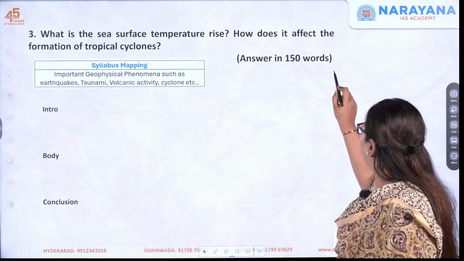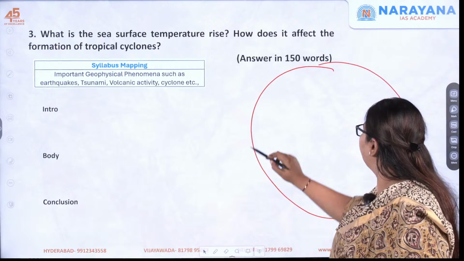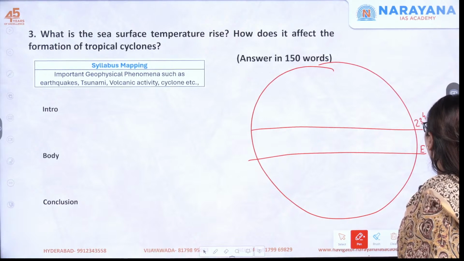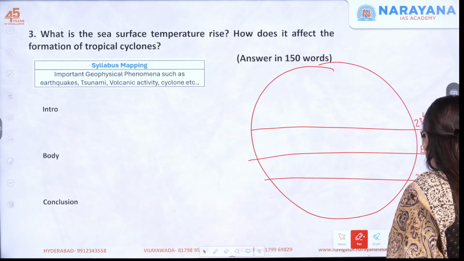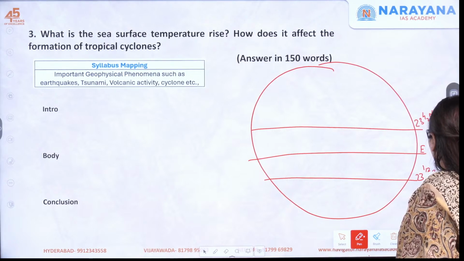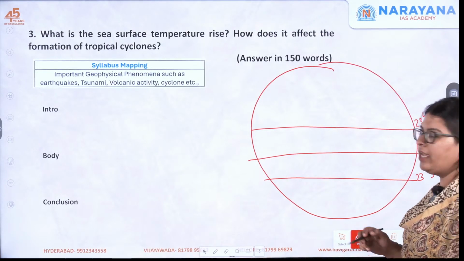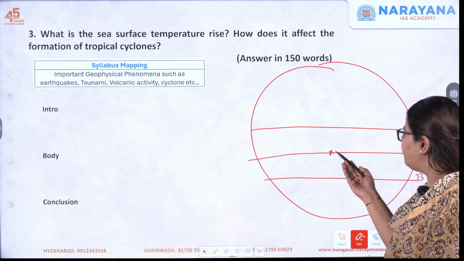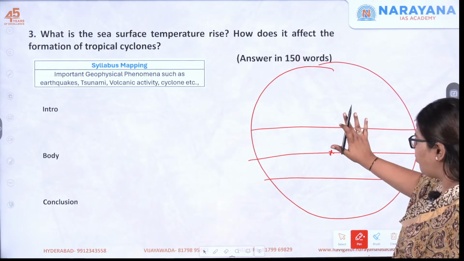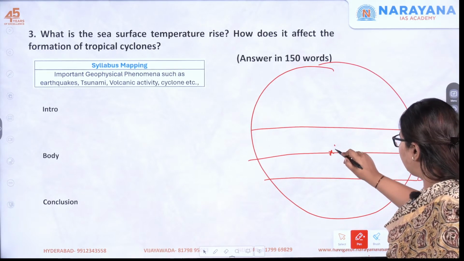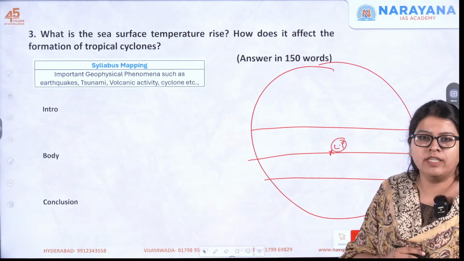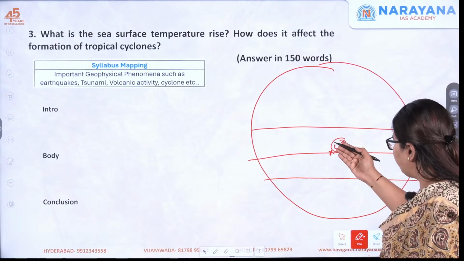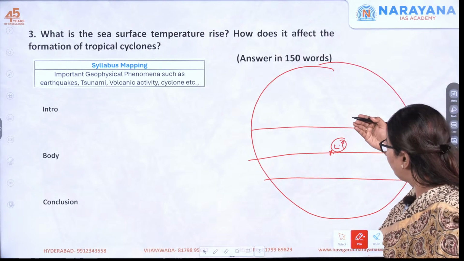Okay, let me do it again. This is the surface of the earth. Here you have the equator. Here you have the Tropic of Cancer, 23.5 north, and here you have 23.5 south. Tropic of Cancer and Tropic of Capricorn. If this is a low pressure region, the air from here rises, because air always moves from low pressure to high pressure. Do you understand? So the air rises and moves towards the high pressure region.